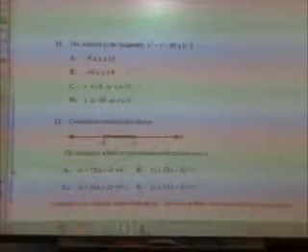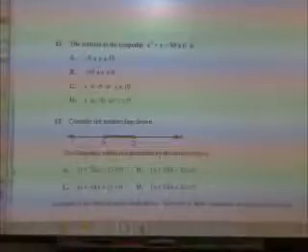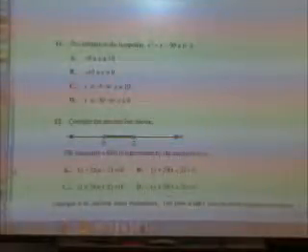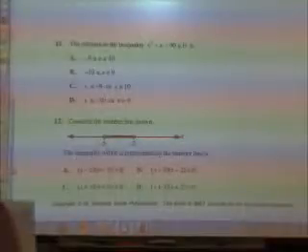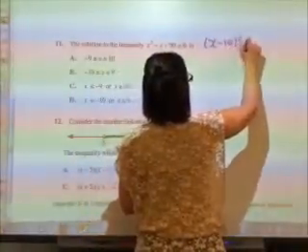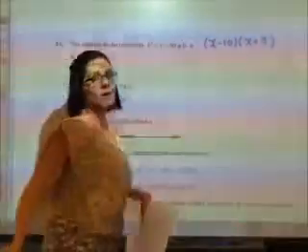Question number 11. The solution to the inequality x squared minus x minus 90 is greater than or equal to 0 is what? So how could you solve this question? What did you do to solve it? Sign chart. So in order to do the sign chart, I need to factor this. So what does this look like when I factor it? X minus 10. So then what are my zeros?